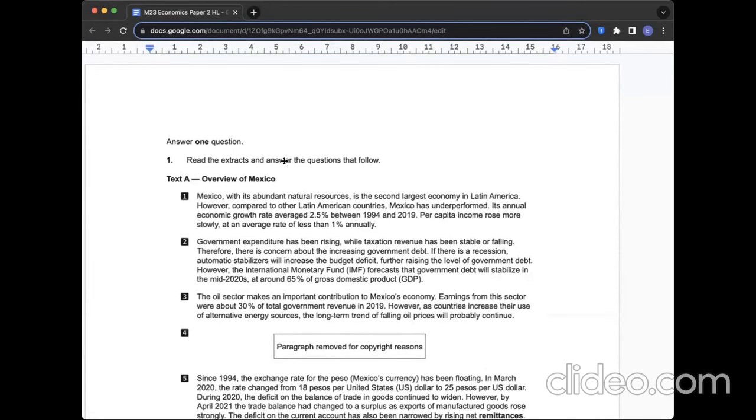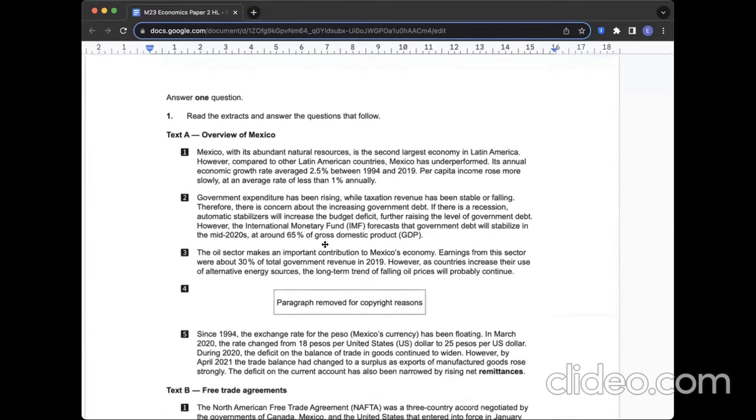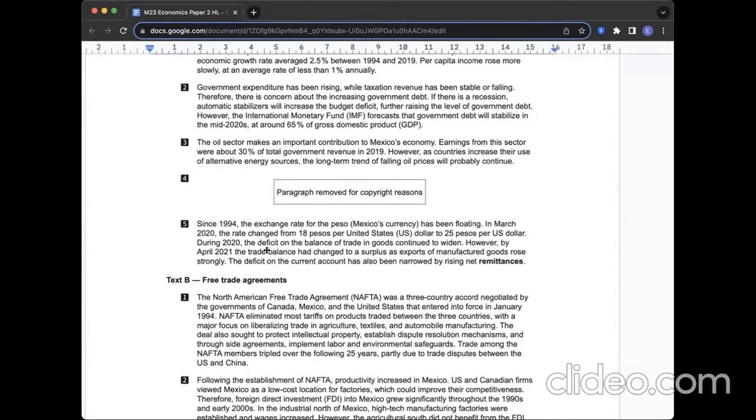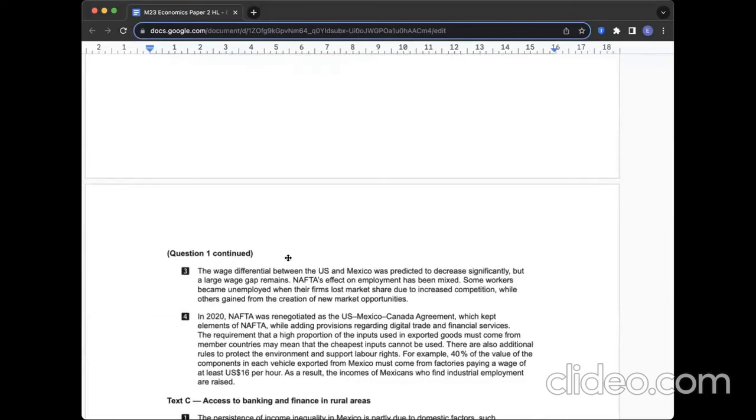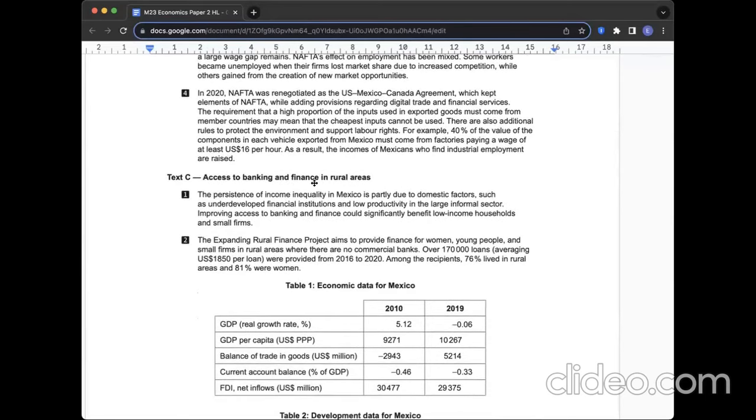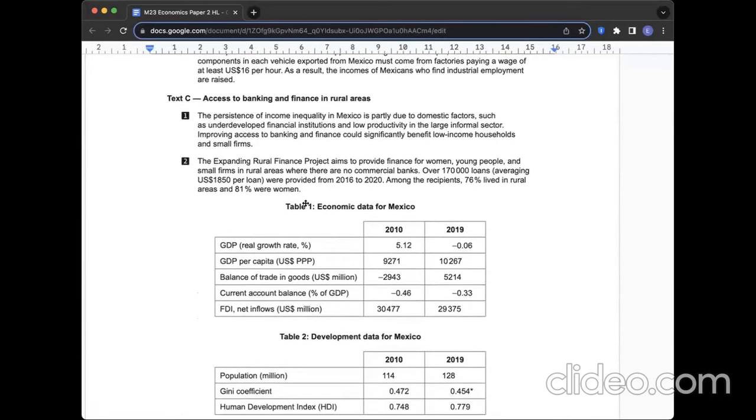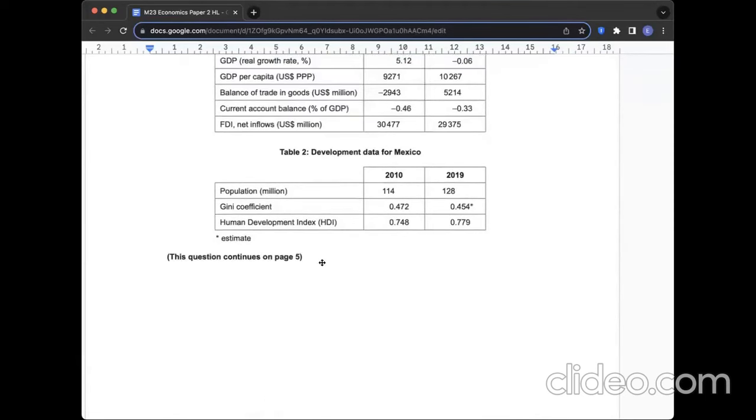Question number 1 is giving us thorough information about the Mexican economy, the overview information, text A. Text B is about its upcoming, also ongoing free trade agreement. Text C is about the efforts of improving the banking sector, especially for lower income people. And table 1, economic data, GDP per capita, balance of trade, things like that. Table 2 is about development stage related data.